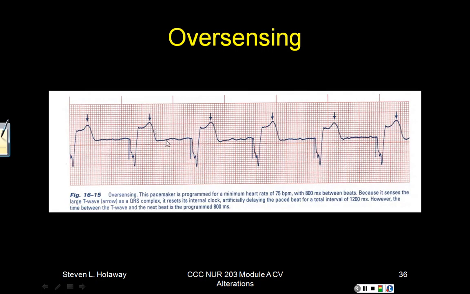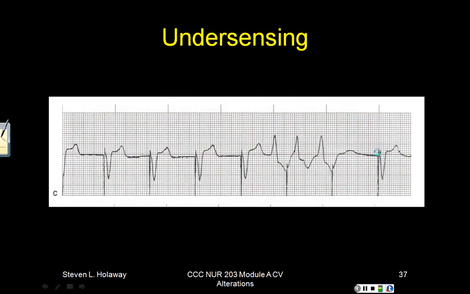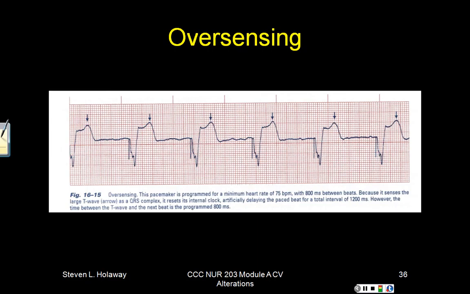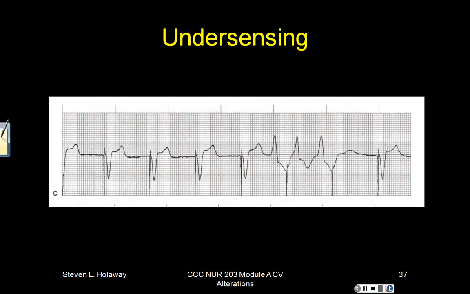So instead of it firing where it should, about here, what it has done is sense this as a QRS and did not fire. So if we look at this rhythm strip, we've got a rate of 1, 2, 3, 4, a rate of right around 50 beats per minute, somewhere between 45 and 50 beats per minute. So this pacemaker is not firing as it should at 75 beats per minute, but it is sensing. It thinks the heart is beating at a rate of about 90 to 100 beats per minute. So that is oversensing. Undersensing is where it is actually not picking up the heart's normal electrical activity.